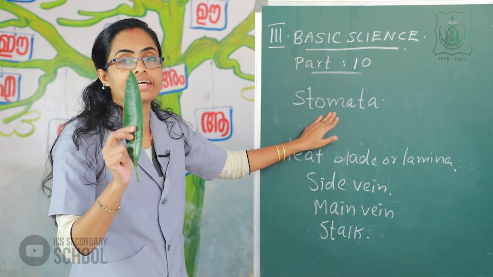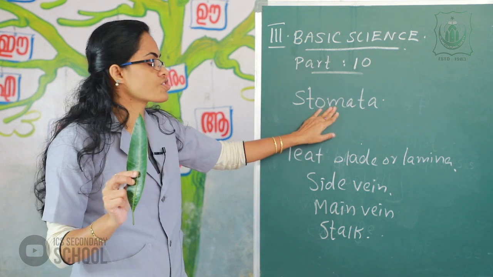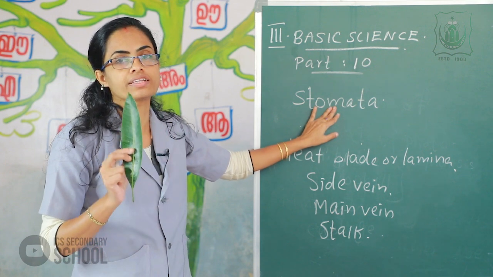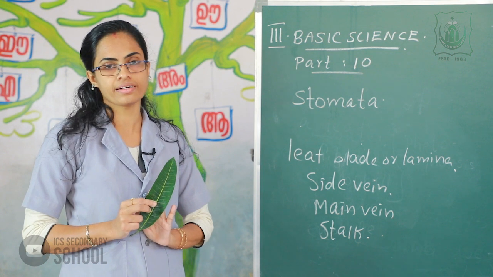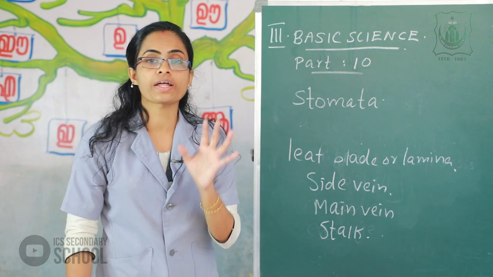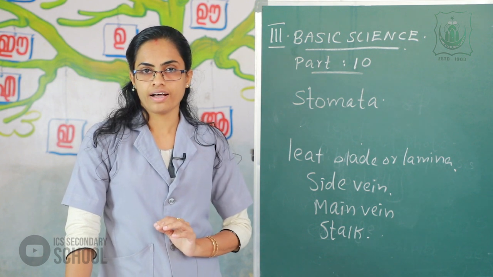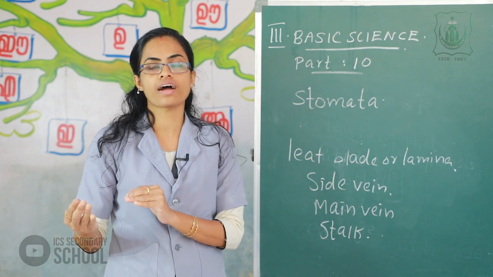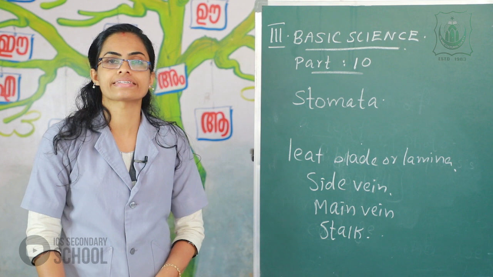The leaf contains tiny openings called stomata. Stomata is also called the breathing organ of plant. Clear? Then these are the different parts of a leaf, what is stomata, and what are the different functions of leaf. Next we discuss flowers, fruits and seeds.